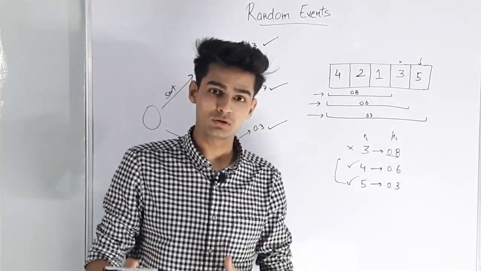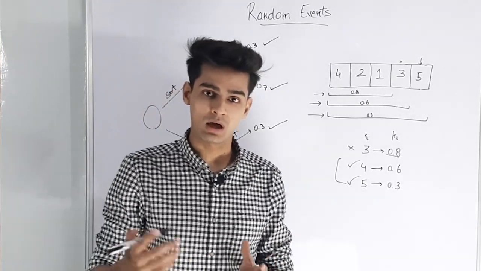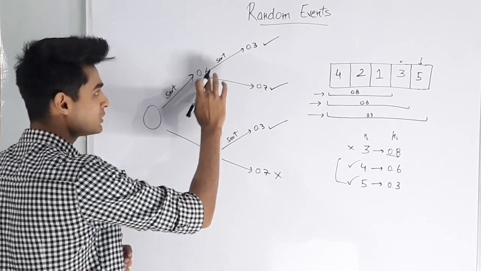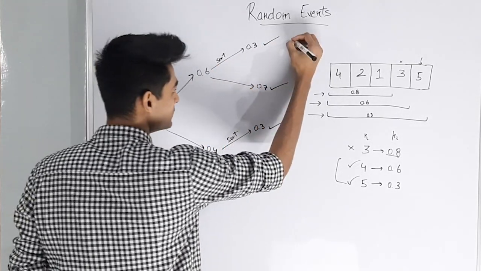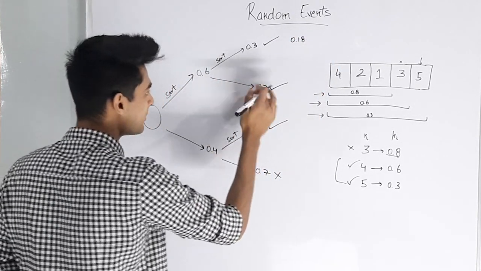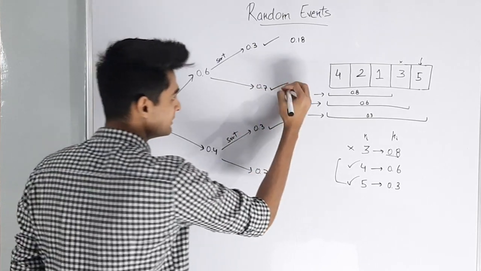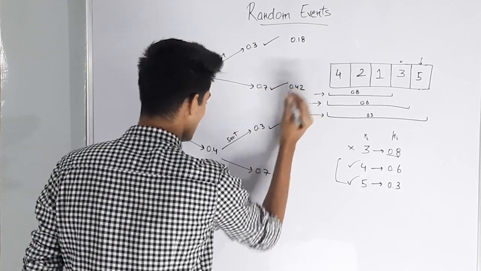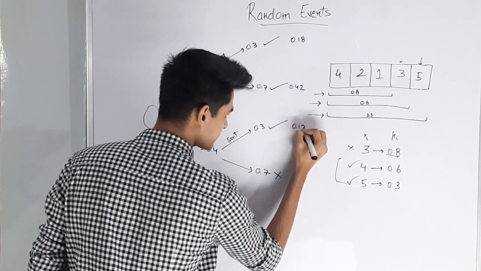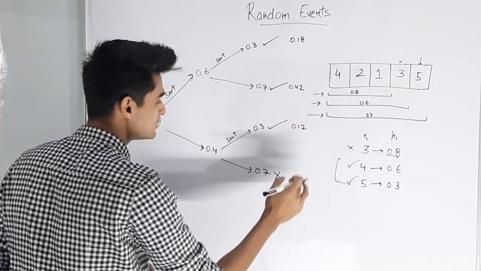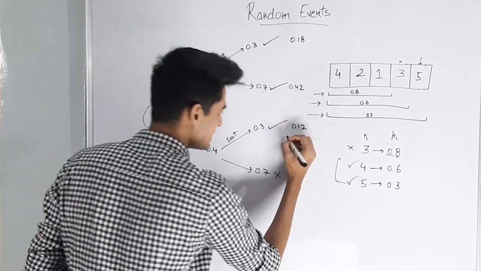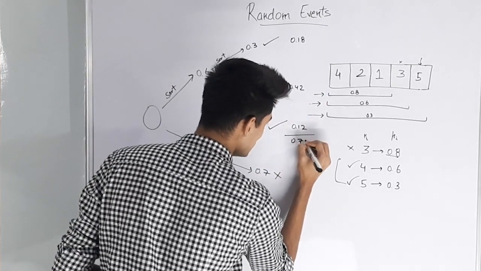Now let's try to look into the probability with which each path will occur. So we can say that this path will occur with the probability of 0.6 into 0.3, therefore the probability is 0.18. Then this path will occur with a probability of 0.6 into 0.7, that is 0.42, and this path will occur with a probability of 0.12. And if we sum these values, we get 0.18 plus 0.42 plus 0.12, which actually makes 0.72, which is the required answer.